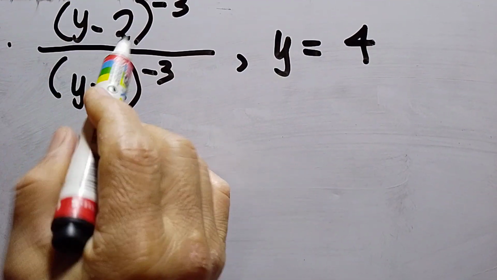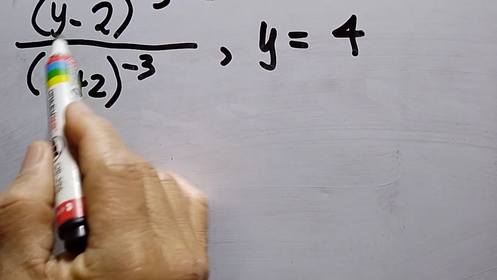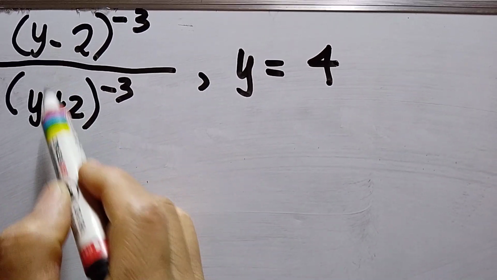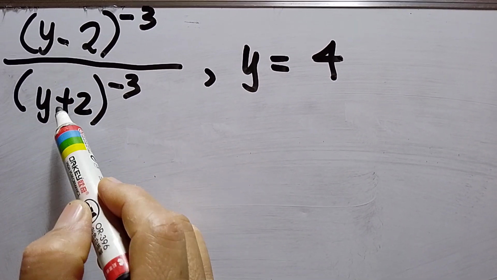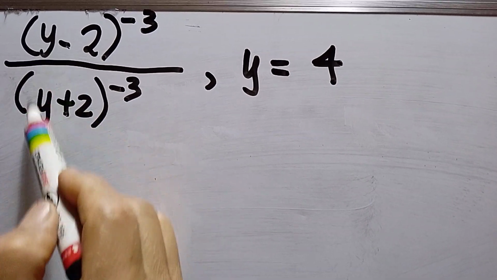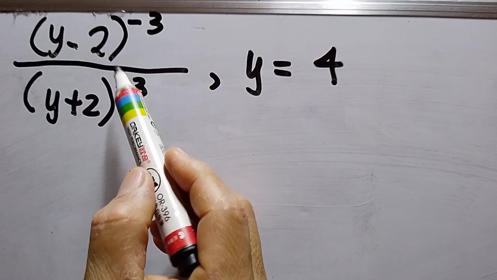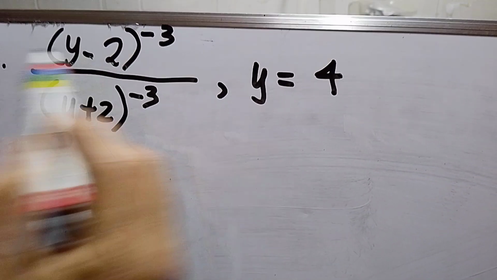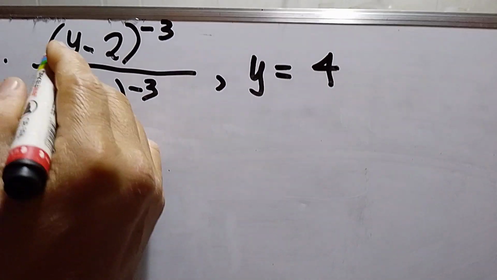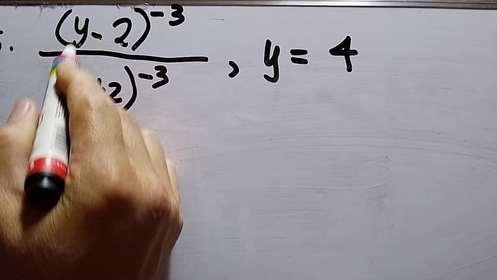Okay, take note, it cannot be crossed out because they have different operations. This is subtraction, this is addition. Since almost the same, y and y, and the constants are the same, the exponent also, but you cannot cross out this one because of the operation. Okay, so I need to solve this one by using index laws.